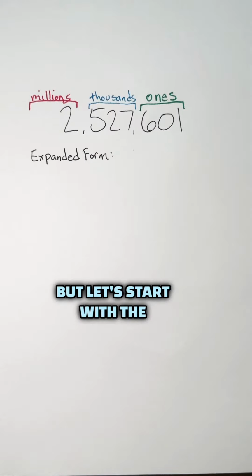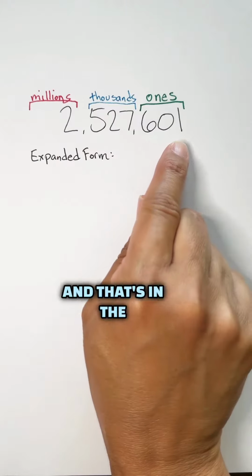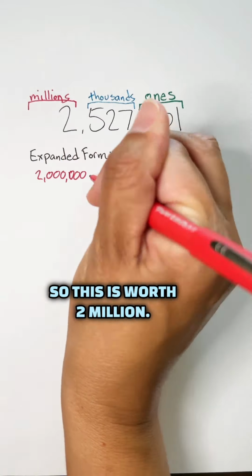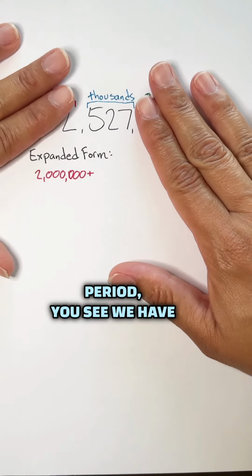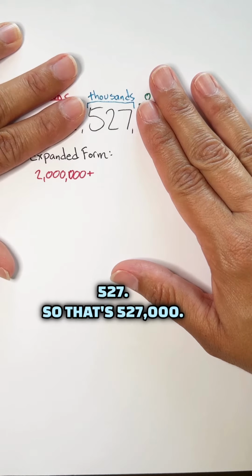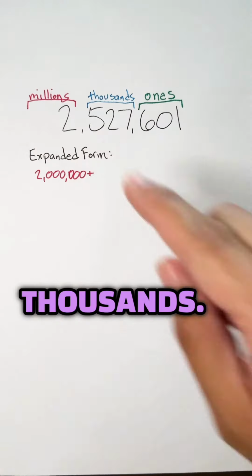But let's start with the expanded form. Our first digit is a 2, and that's in the millions place. So this is worth 2 million. Now if you look just at the thousands period, you see we have the number 527. So that's 527,000. So that first digit is in the hundred thousands.